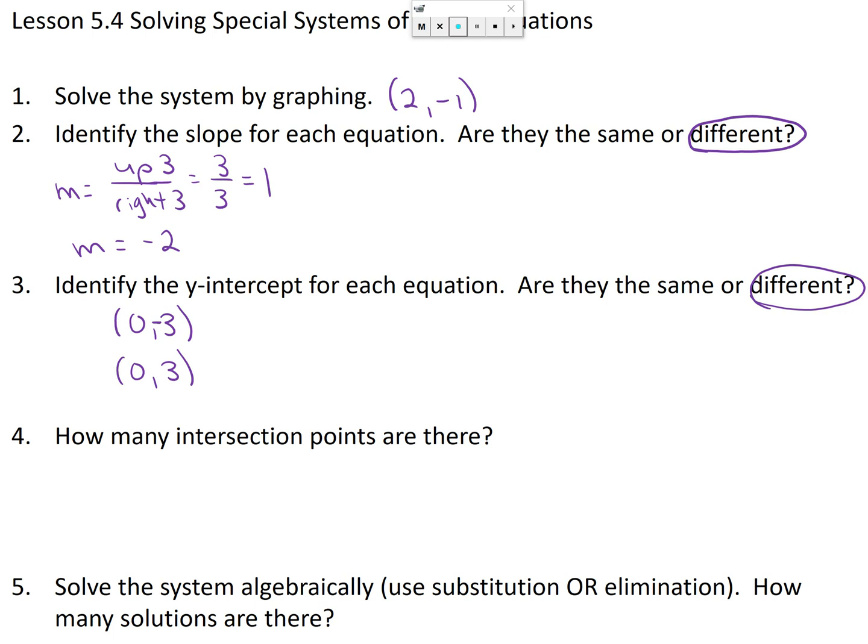How many intersection points did we have? How many places did the two lines meet? Just one. So we solved by graphing. We found one intersection point of 2, negative 1. When we had that one intersection point, our slopes were different. And in this case, our y-intercepts were different. Now, step number 5 says solve the system algebraically. When you're asked to solve algebraically, that's our substitution or elimination.